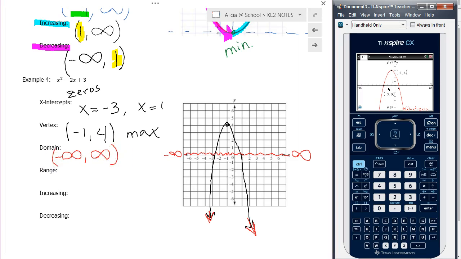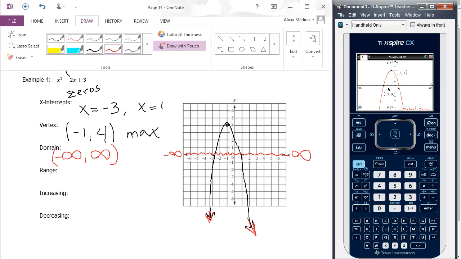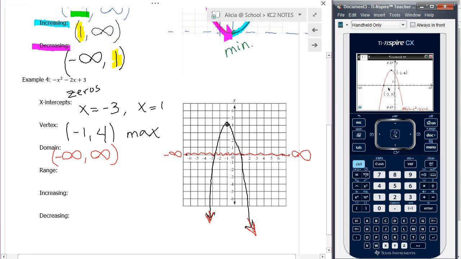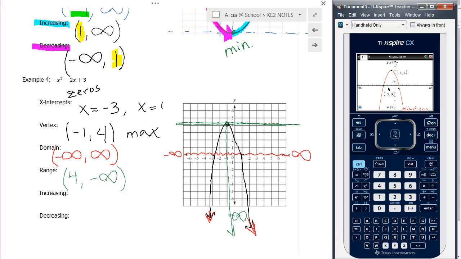Our range, remember that I'm going to use that y value of my vertex. Right, so I'm going to use that 4 value because this is the highest point my graph is going to go. I am not going to be passing y equals 4. So from 4, my graph is opening downward. So therefore it is going down to negative infinity for y. So from 4 to negative infinity, my graph is going downward.